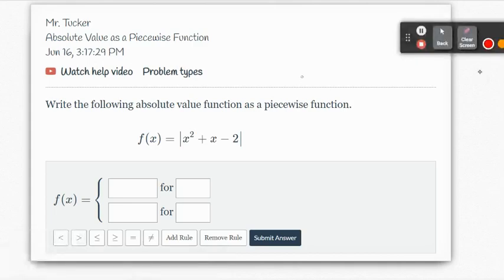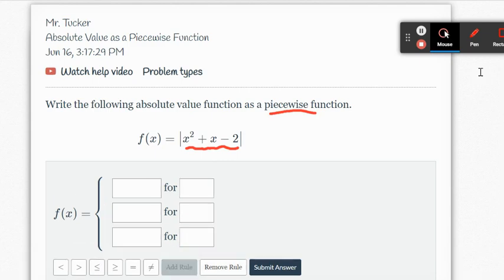So in this lesson, we're going to take a look at writing an absolute value that has a quadratic inside of it as a piecewise function. So first of all, we're going to need most likely 3 rule lines. So what you can do is add a rule right here. And so we get our 3 rule definition piecewise function.